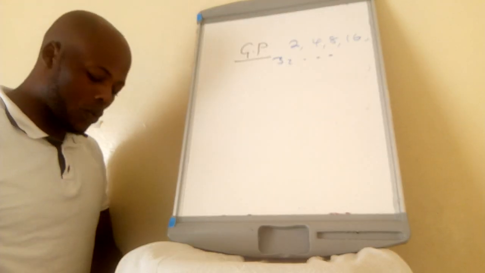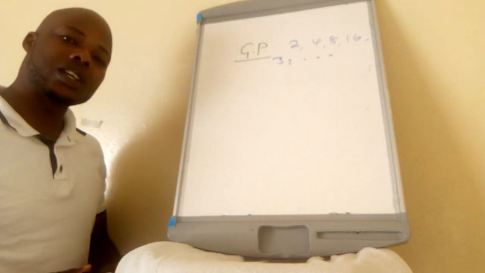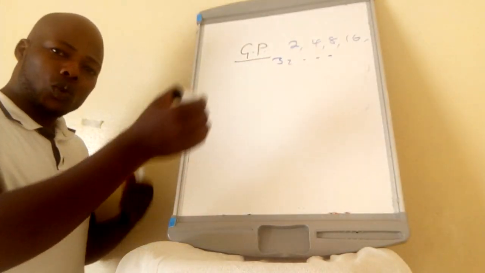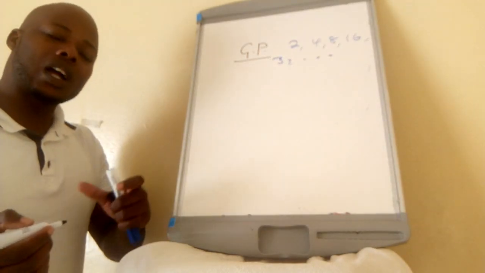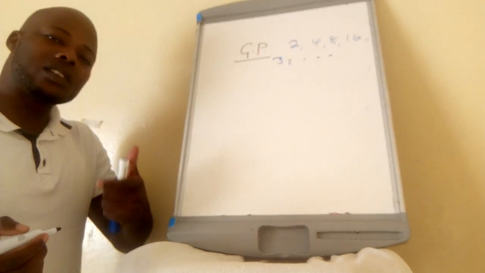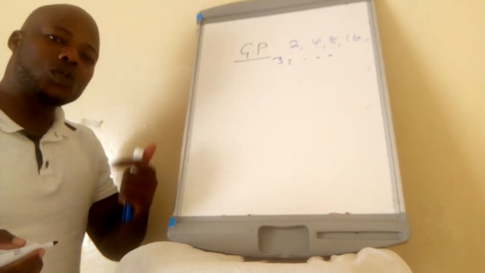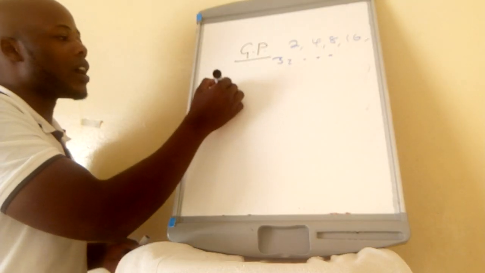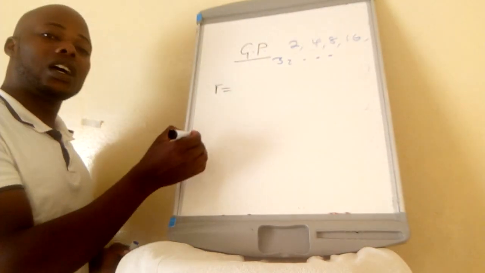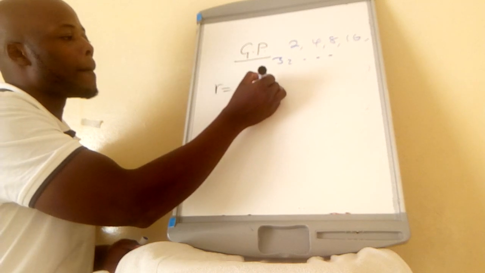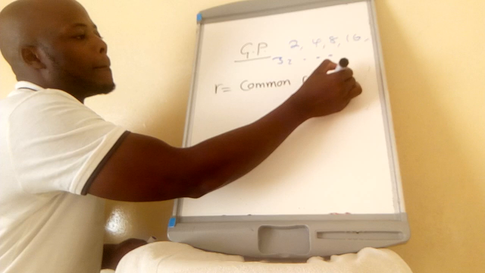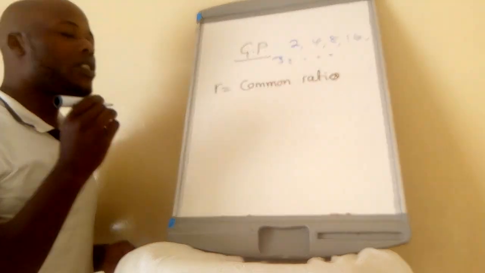So now we will try to talk about how to find this same constant. And before we talk about finding the constant, we can try to name that constant. What letter is being used to represent that same constant? The letter that is used is R. This R means common ratio. So the R here is a common ratio.